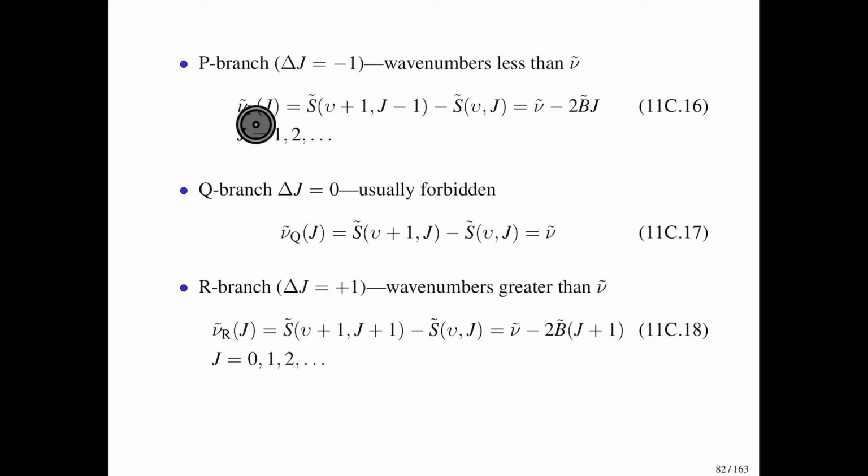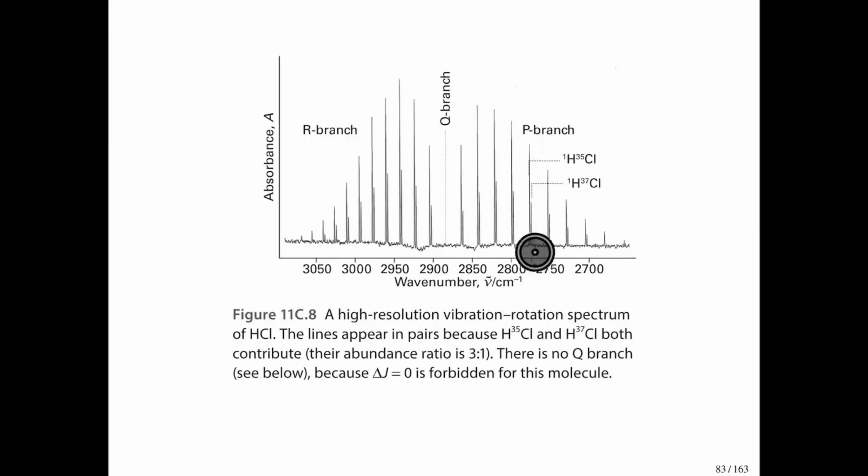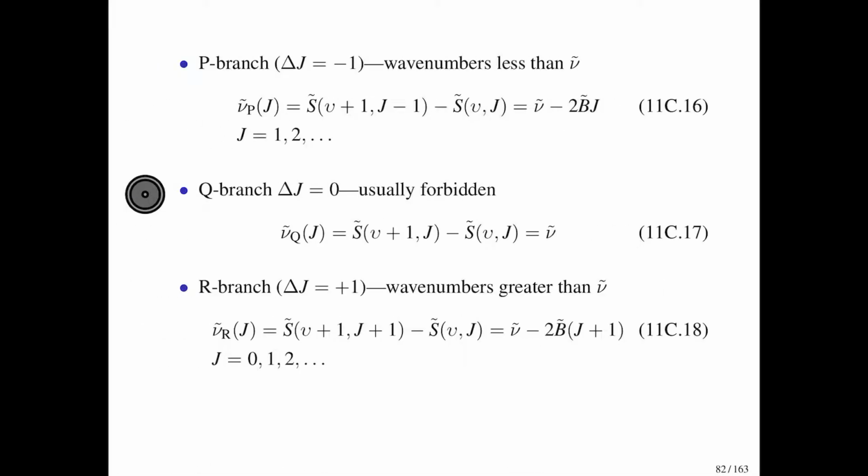Okay, and you see that it decreases from nu linearly with J. And the spacing between the observed frequencies is going to be 2 times the rotational constant. So you get this progression of peaks separated by 2 times the rotational constant in the P branch. So the different peaks correspond to different values of J.